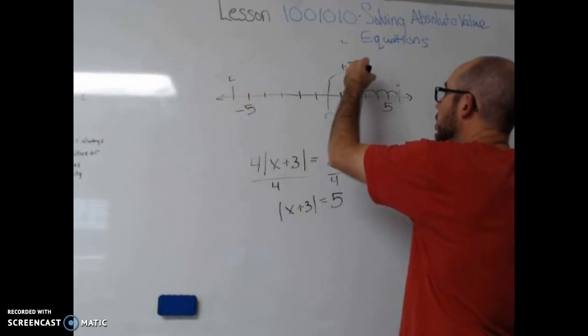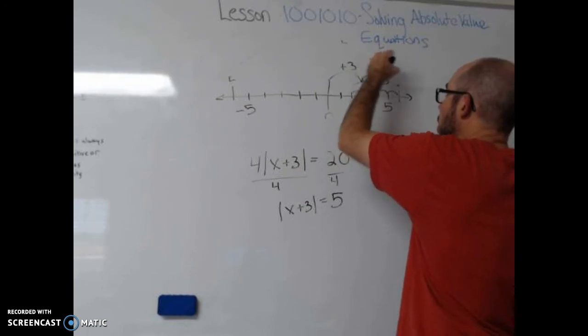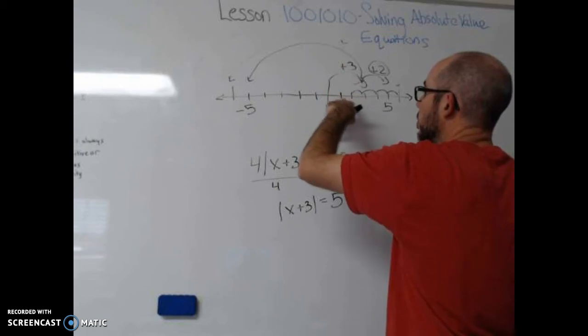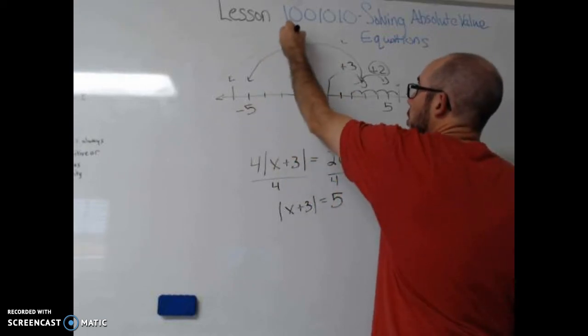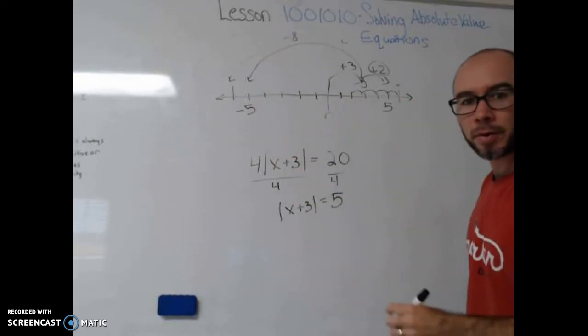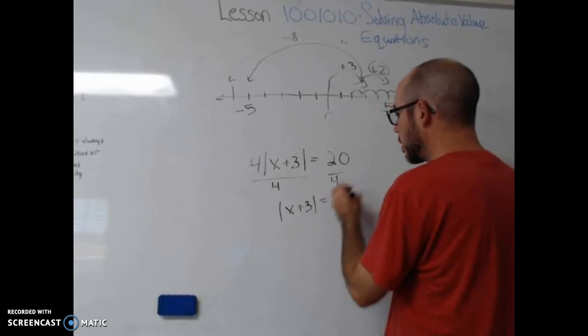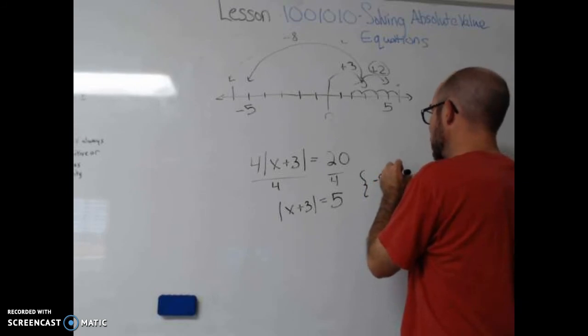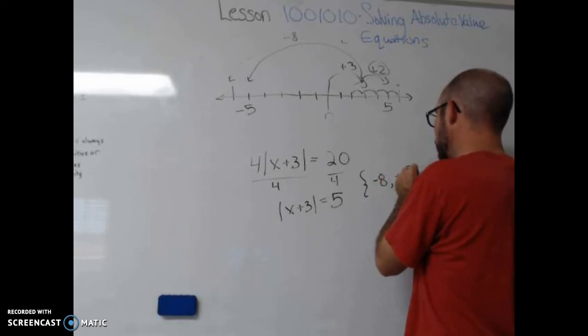So from here, we could go another 2 hops in the positive direction, or we could go another, how many is this? 1, 2, 3, 5. We have to go 8 hops in the negative direction. And so there would be our answers. Our answers would be negative 8 and a positive 2.